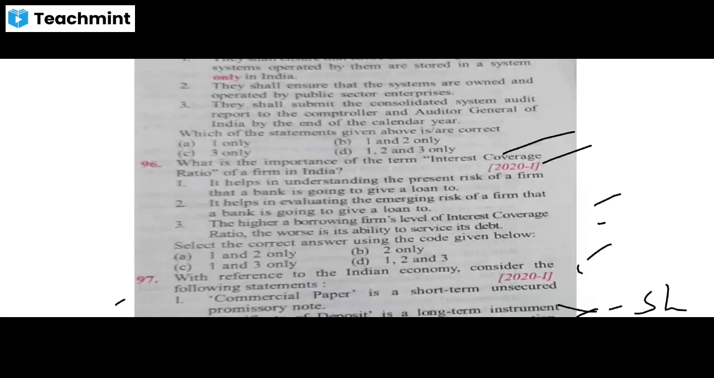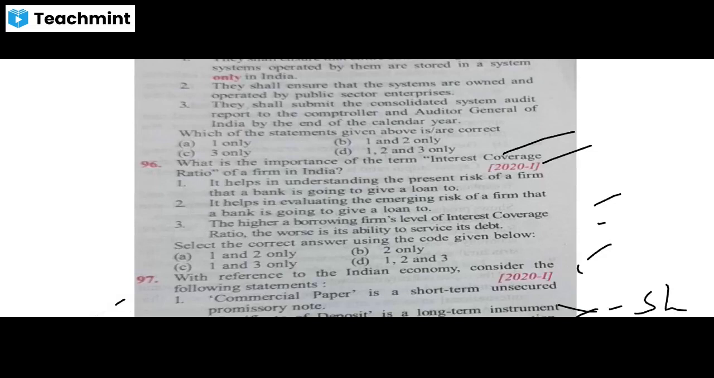So they are saying that it helps in understanding the present risk of a firm that a bank is going to give a loan to. Okay, this is also genuine. The statement is also very generalistic, which means it is correct. It helps in evaluating emerging risk of a firm that a bank is going to give a loan to. Yes, both these things are correct.